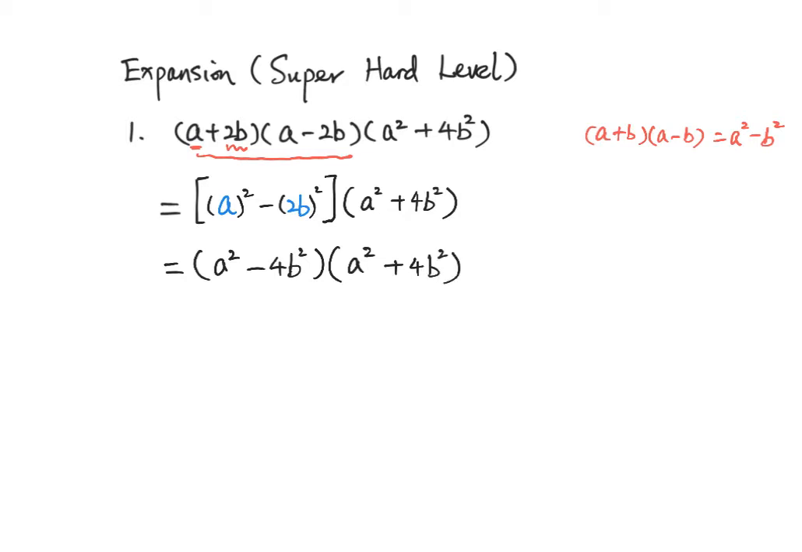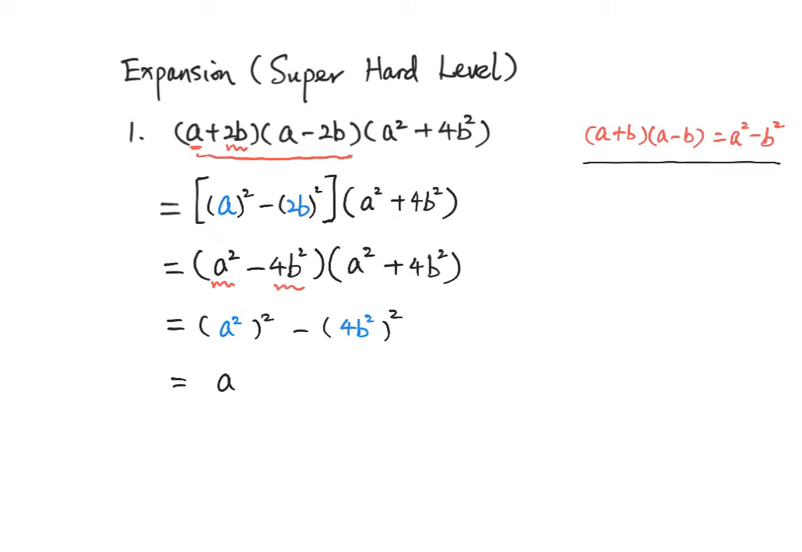So as you can see, we can apply one more time the identity a plus b times a minus b equal to a squared minus b squared. So a in this case is a squared, b in this case is 4b squared. So we have a squared minus b squared. So which is a squared squared minus 4b squared squared. Okay, so we have a to the power 2, then power 2.